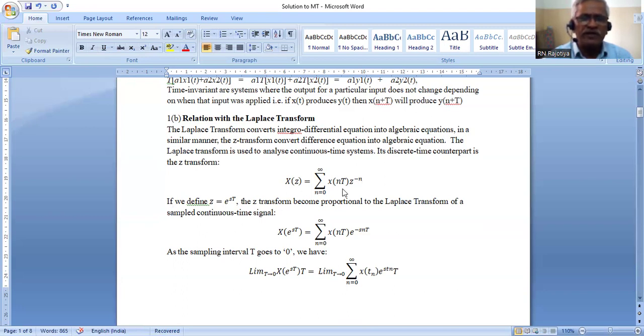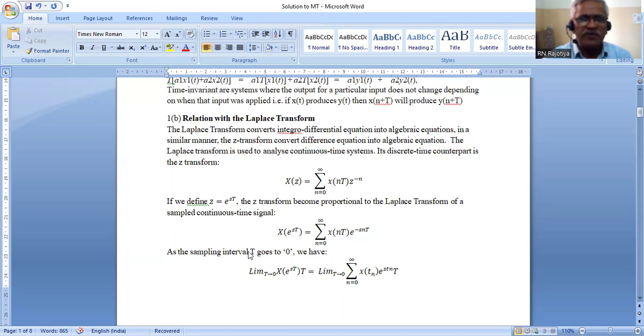So if we define z equal to e to the power of sT, the Z transform becomes proportional to the Laplace transform. So this must be very clearly noticed. If we define z equal to e to the power of sT, then the Z transform will become the Laplace transform. So instead of writing X(z), you can write X(e^(sT)), the summation from 0 to infinity of x(nT) e to the power of minus s nT.